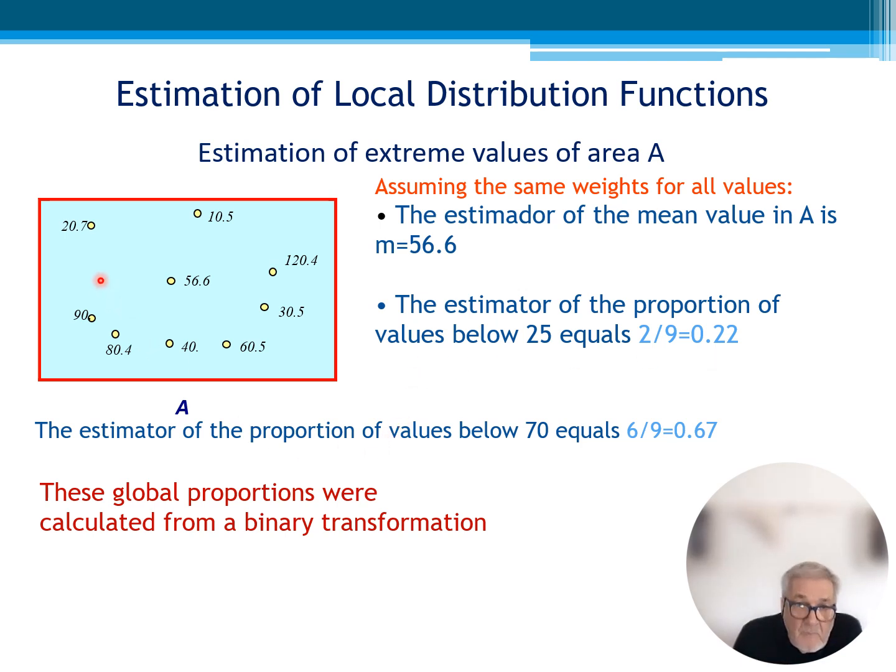Let's see. Values lower than 30: you see, this is 1, 0, 0, 0, 0, 0, and we count two values over 9. The same, for example, for the proportion below 70: you do the same, 1, 1, 1, 0, 0, 1, 0, and so on, and we count 6 ones over 9 values. So those global proportions of area A were calculated by a binary transformation.